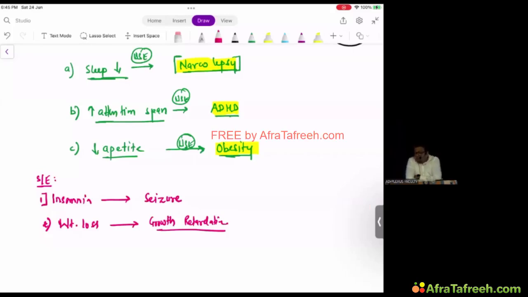So you give him amphetamine. Amphetamines increase Na in your brain. When Na increases, your attention span increases. So now the child can focus, he can listen, he is improving.